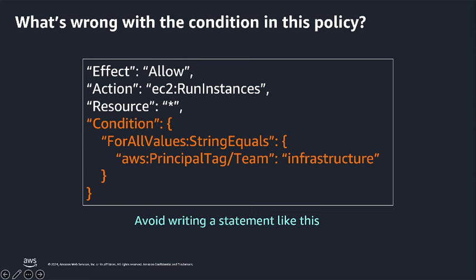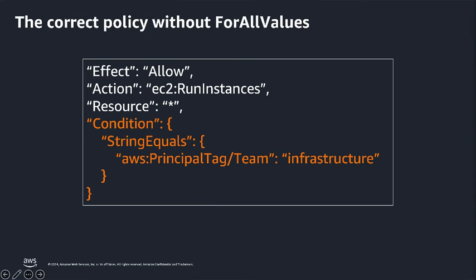So knowing what we know now, if we go back to that original statement, the problem with this policy is that not only does it allow a principal with a team infrastructure tag to run instances, but it also allows principals that have no team tag at all to run instances. And this is due to the behavior of for all values when the context key is not present in the authorization context. Here's what the statement should look like with no for all values for the single valued principal tag condition key.